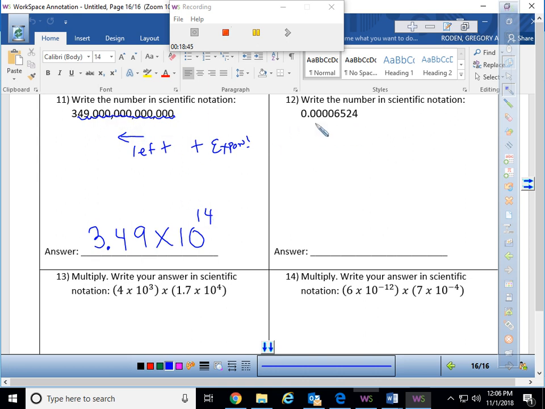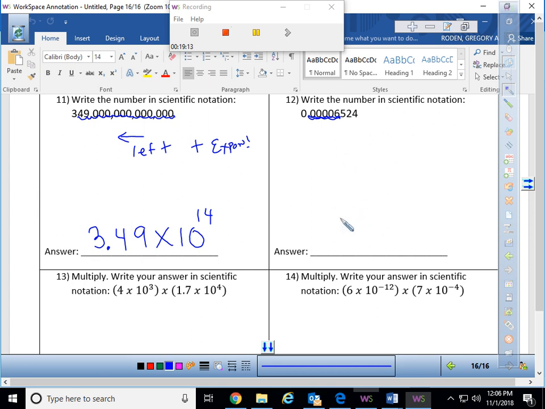Now let's take a look at this one. I've got to put this decimal to make it a number between 1 and 10. That would put it right here between the 6 and the 5. So let's go ahead and do that. 1, 2, 3, 4 scoop-de-loops. Is that right? Let me make sure. 1, 2, 3, 4, 5 scoop-de-loops. My bad, sorry. That's 5 scoop-de-loops.